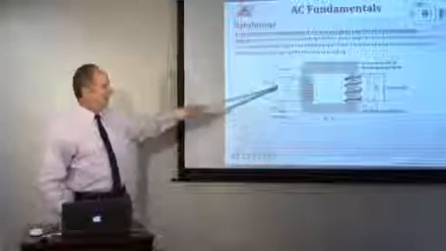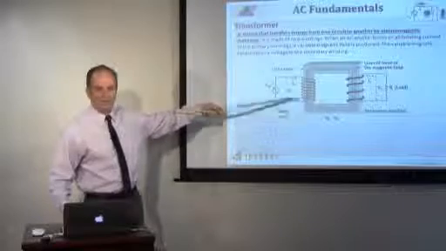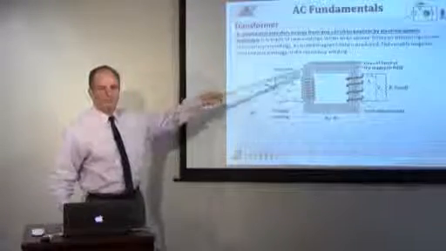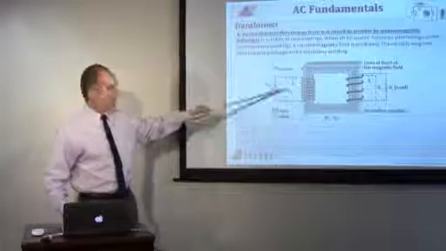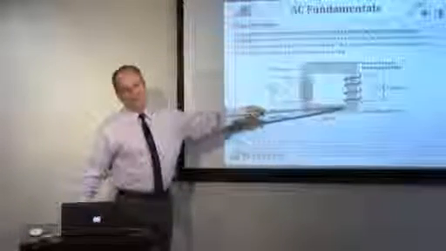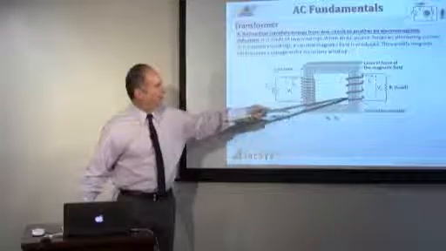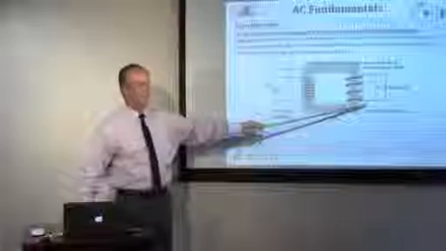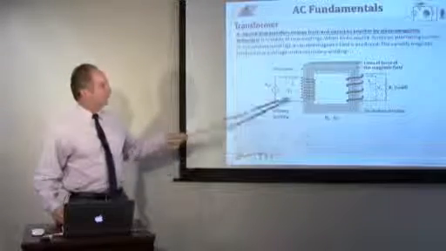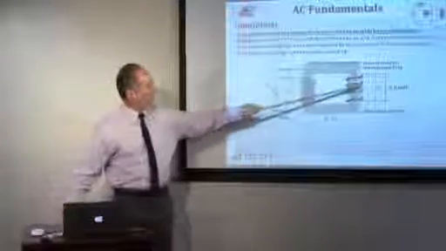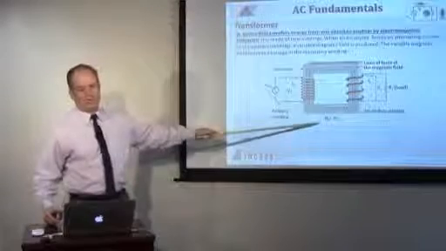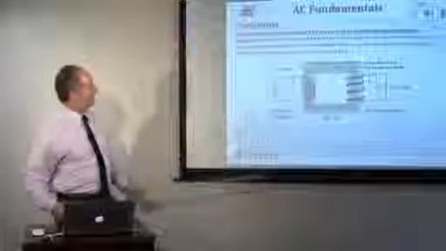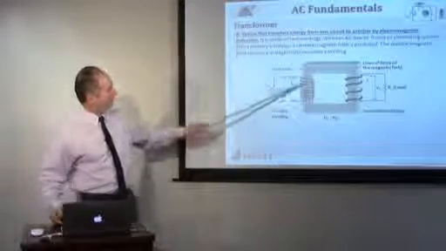We have a changing magnetic field from the current of this coil, because it's an AC circuit, creating a changing magnetic field, back and forth, north and south, which imposes a voltage on the coil over here to produce a voltage on the secondary side. The nice thing about it is that the voltage on the primary to the voltage on the secondary has the ratio of the turns ratio.